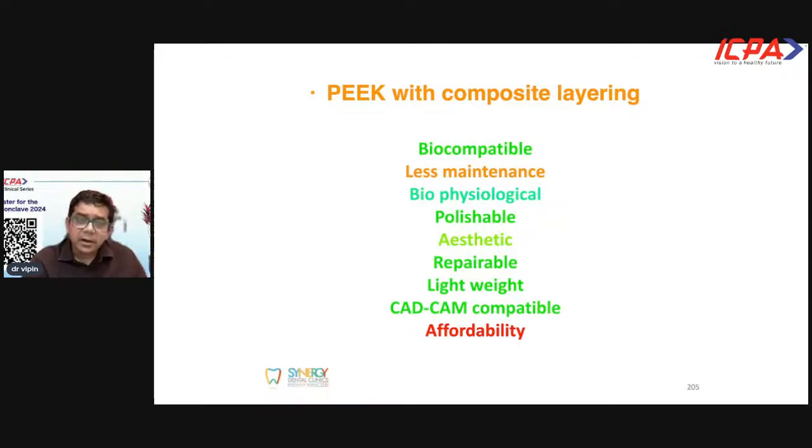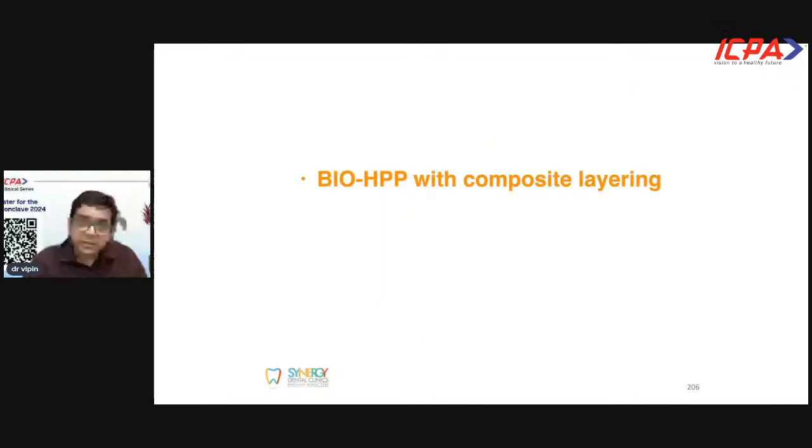The only disadvantage of these materials is they are slightly porous and they can attract plaque. So they come with high maintenance; you have to remove them and keep on polishing them every 6 months or a year. Then after I started using this PEEK, materials like bio HPP came into the market, which is slightly harder than PEEK. At the same time, it was more polishable than PEEK.